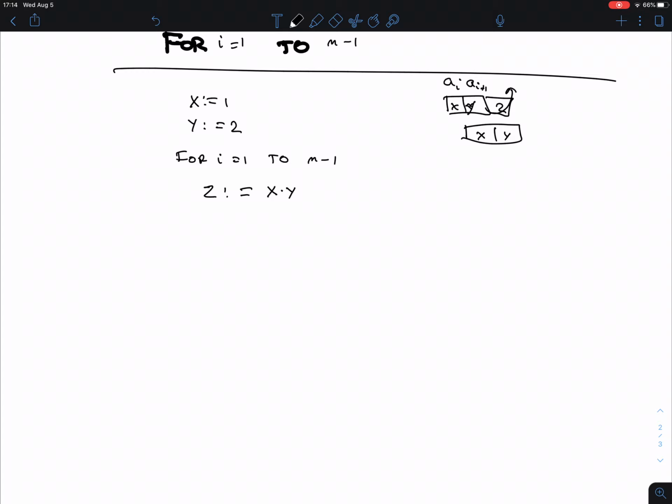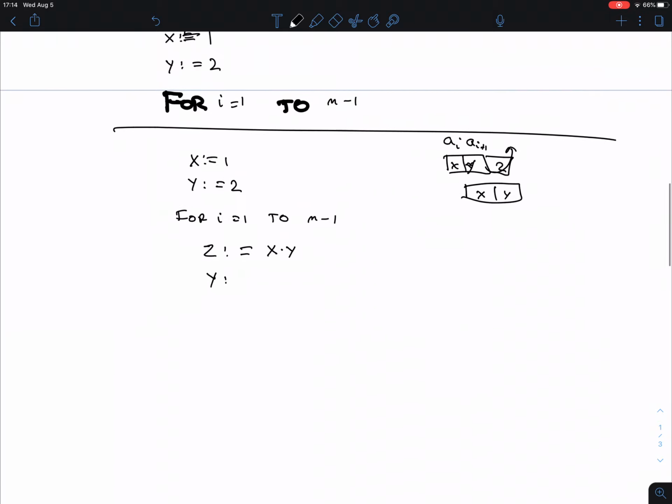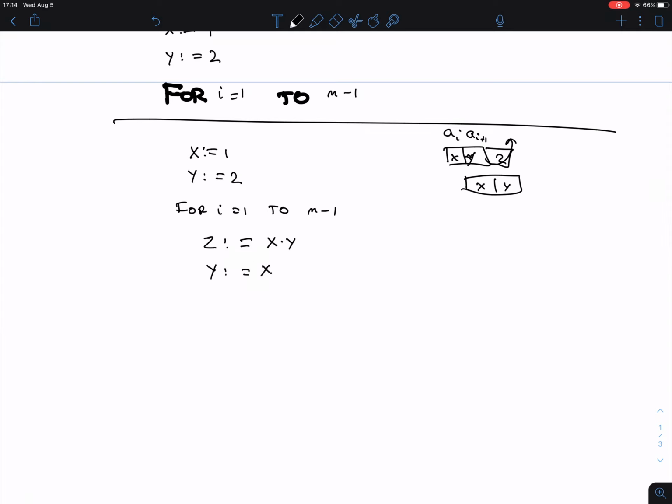So what does that mean? Well, X is the old Y. The new X is the old Y. I'm saying it wrong, sorry.